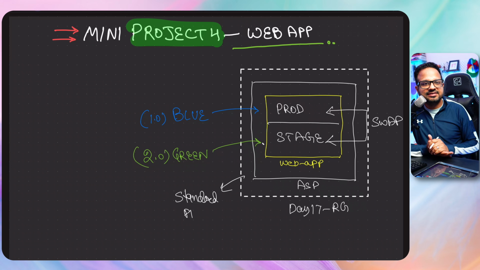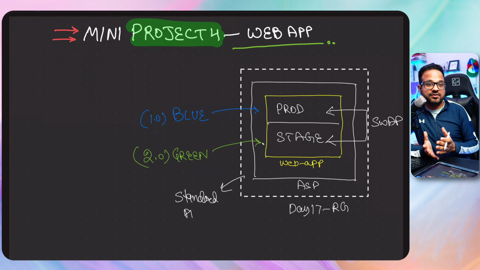And why is that necessary? It's to save the deployment time, it's to save the downtime that your live customers will be facing, and it's to do the quick switch over between an active and inactive deployment. So it's a blue green type of deployment.